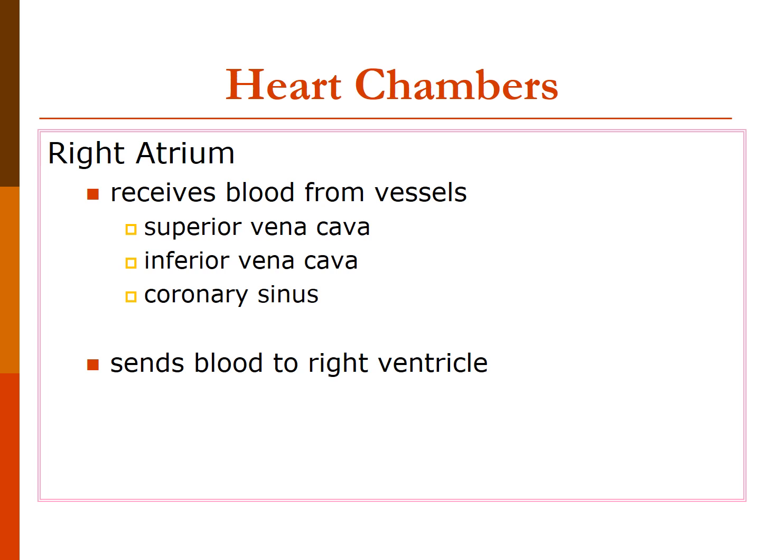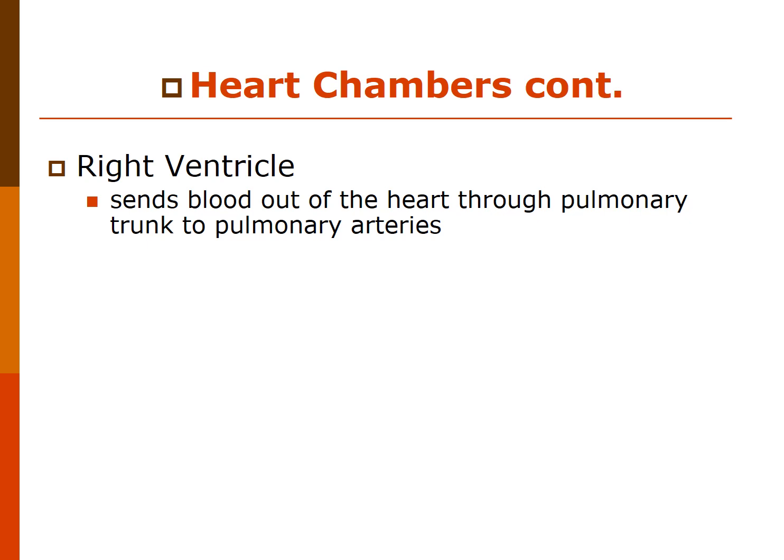From the right atrium, blood is then pumped to the right ventricle. The right ventricle receives blood from the right atrium. When it contracts, it sends the blood out of the heart through the pulmonary trunk to the pulmonary arteries. This distributes blood to the lungs.